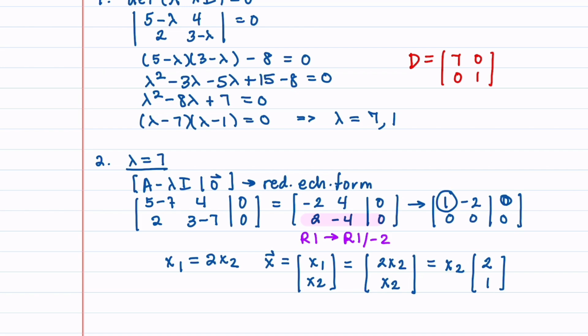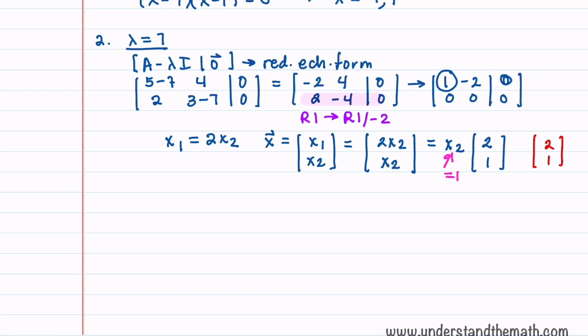What we have to do now is pick a value for x2 so that we can find an eigenvector. I'm just going to let this be equal to 1 and make things really easy. So our eigenvector is going to be equal to 2, 1. We're going to have to put that in our pocket for a minute, and we'll come back to that after we find our other eigenvector.